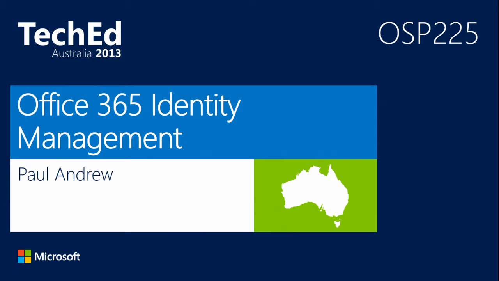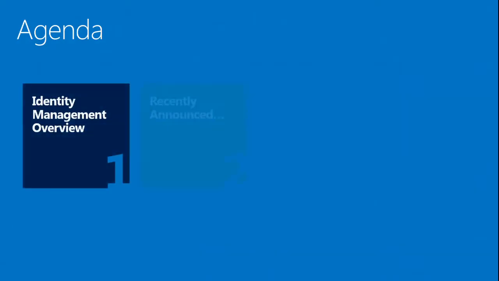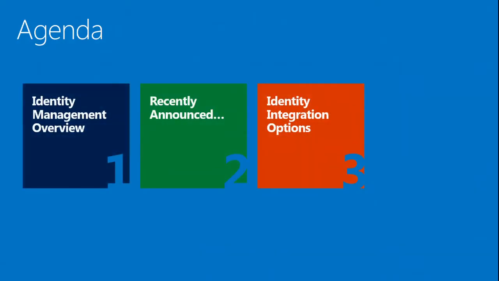Also, I want to cover a couple of recent features that we've added for identity management for Office 365, and we'll show some demos of those, network willing. All right, so first off, I've got an overview of identity management in Office 365. Second, the recently announced features to talk through and demo, and then I'll walk through the 6 different ways that you can integrate identity with Office 365 right now.